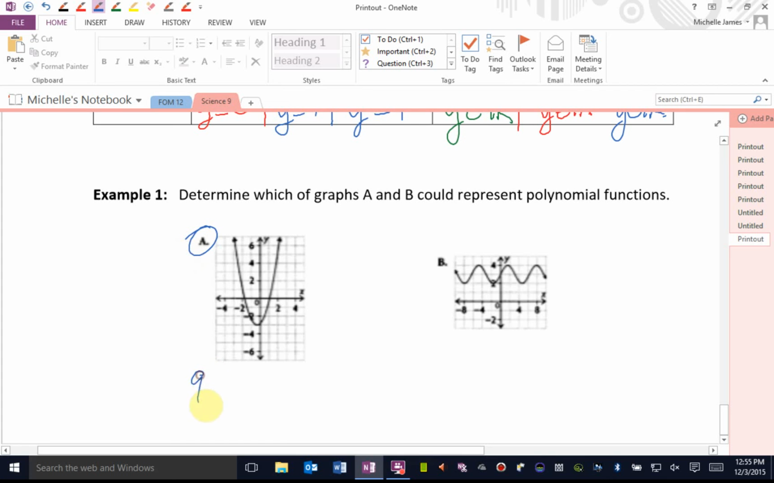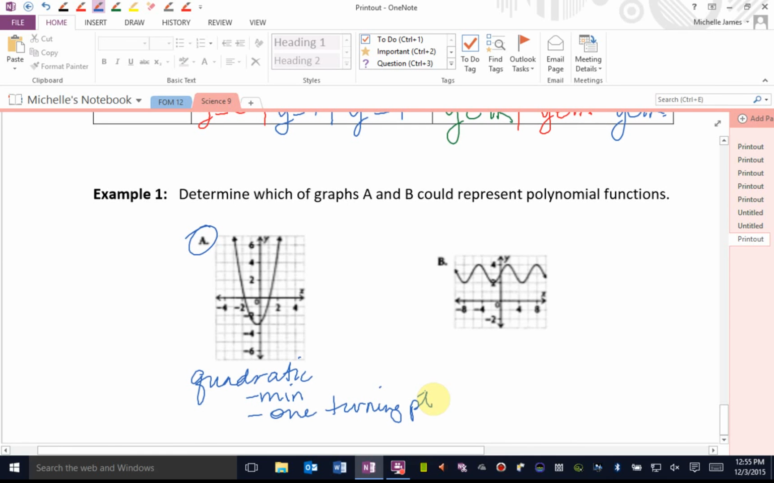Quadratic. It's a quadratic. How do you know? It's a parabola. It's got a minimum. How do you know? Okay, it's got a minimum. It's got 1 turning point. That's the minimum. What else? How do you know? It does cross the x-axis 2 times, but that doesn't mean it's a quadratic. Yeah. It's symmetrical, right? Yeah, so we can say this one is.